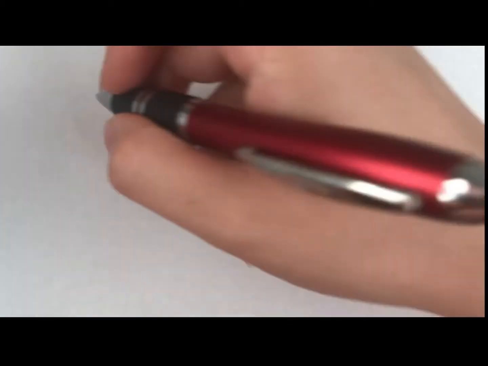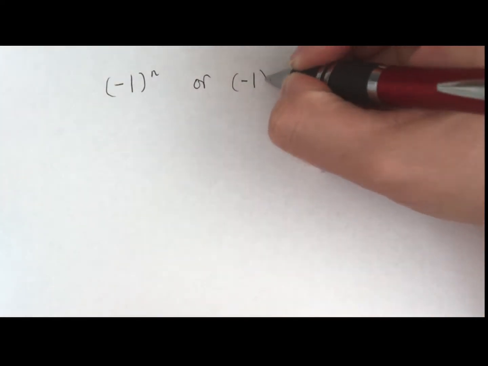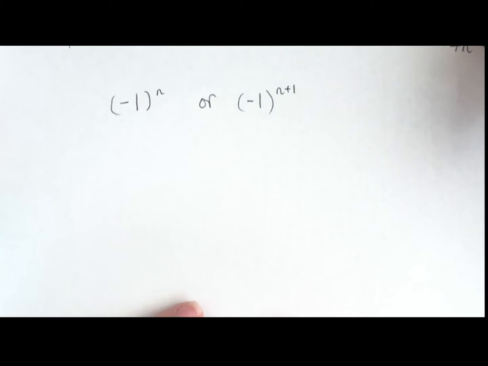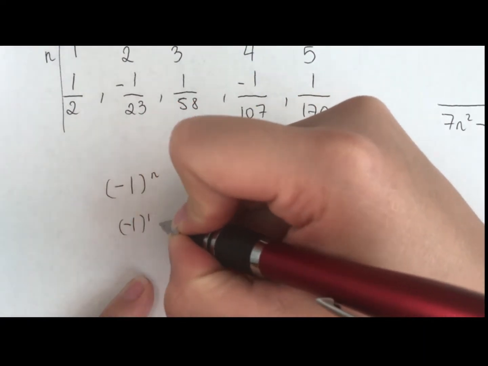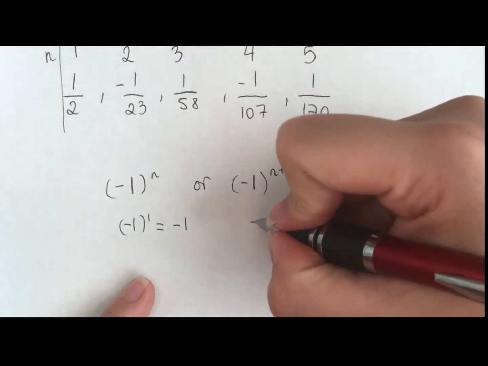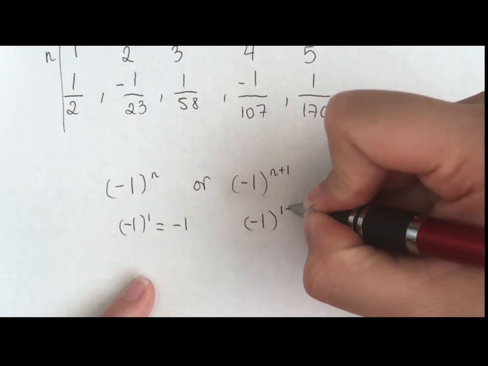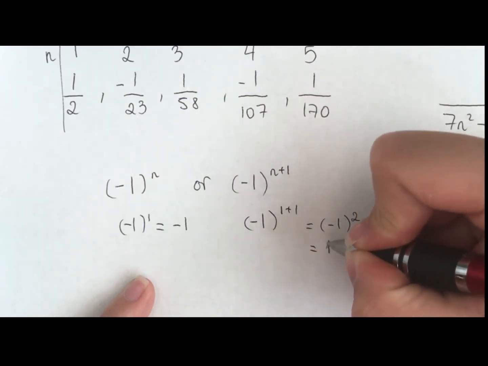For the numerators, we see alternating -1 and 1. Whenever you see alternating negative and positive signs in a sequence, your general rule is -1 to the n or -1 to the n plus 1. So for our example, the first term is actually a positive. So when you plug 1 in for n, -1 to the first power is just -1. And because we have a positive for the first term, we actually need to use n plus 1, which is a positive 1.